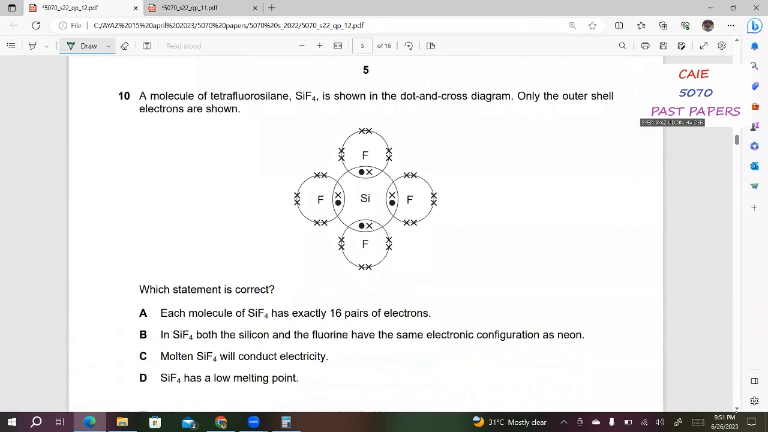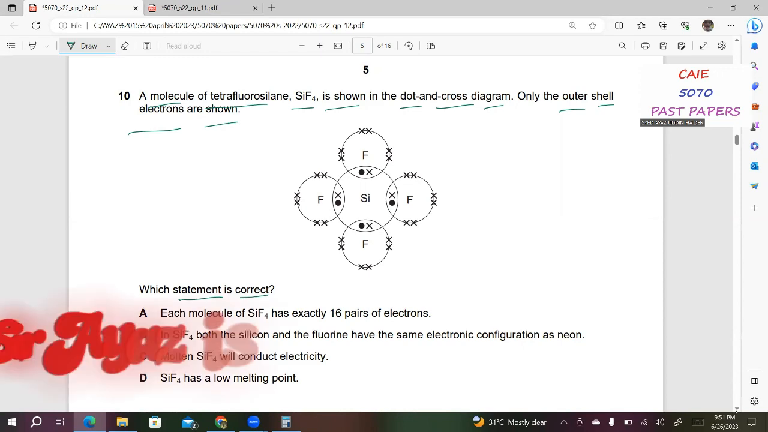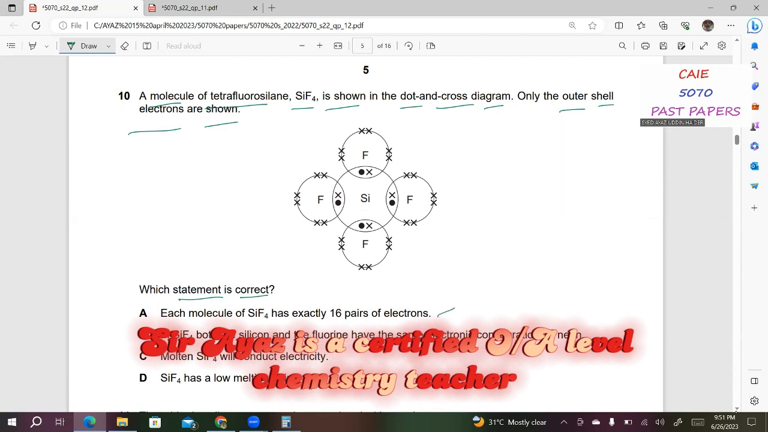Question number 10. A molecule of tetrafluorosilane, SiF4, is shown in the dot and cross diagram. Only the outer shell electrons are shown. Which statement is correct? A. Each molecule of SiF4 has exactly 16 pairs of electrons. This is wrong. The reason is that they didn't mention whether they are talking about the valence electrons or innermost electrons. So we have to include all the electrons in both silicon and fluorine. And you can't have 16 pairs of electrons.